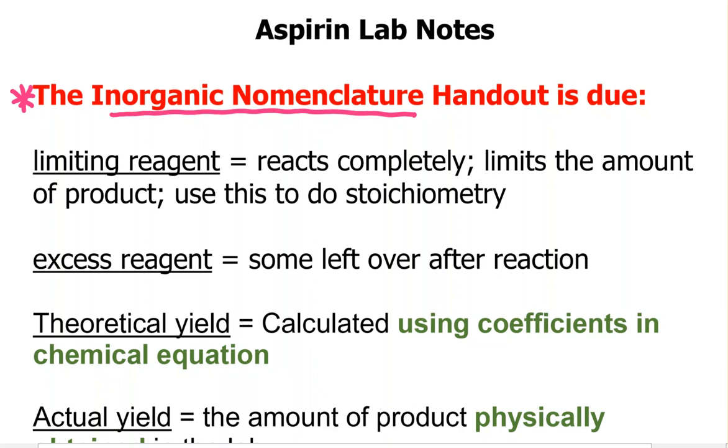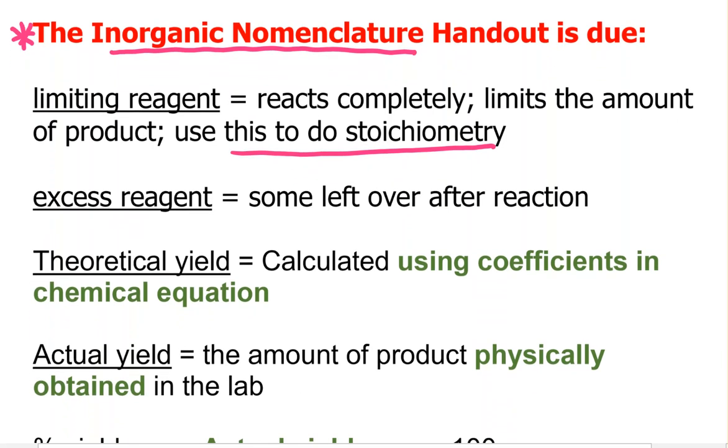This week's experiment, we are making aspirin, and this is our stoichiometry lab. So just starting with a few definitions. The limiting reagent reacts completely. It limits the amount of product. Use that number to determine how much product is actually made. The excess reagent, there's more there than is needed, so some will be mixed in with the product at the end.